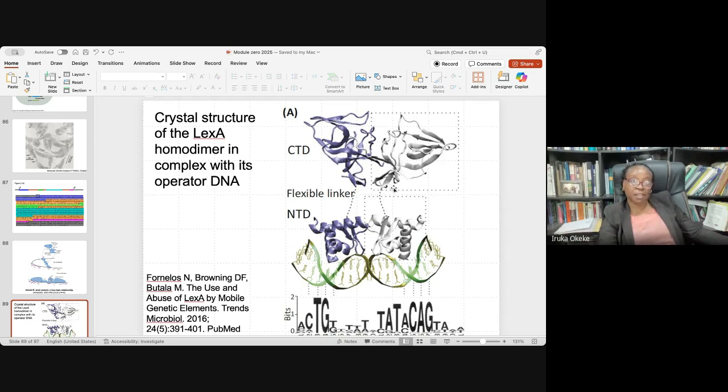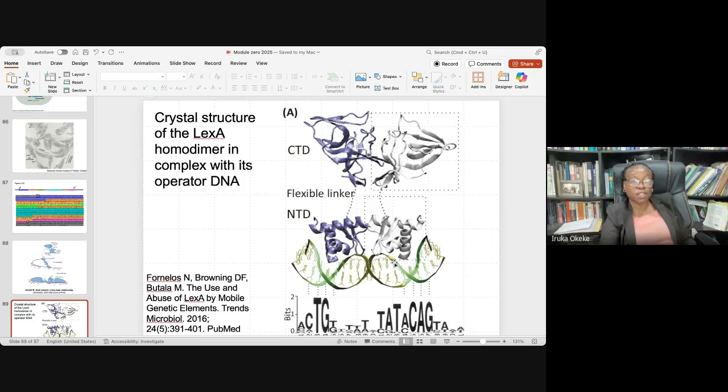LexA is also a dimer with a flexible linker in between, and it binds particular sequences on DNA, just like this. This is a DNA below, and that's LexA on top. You can see that the exact structure of the DNA, oh, sorry, of the protein is very important for its binding. And LexA is actually something we refer to as a repressor. It actually binds DNA to prevent transcription.